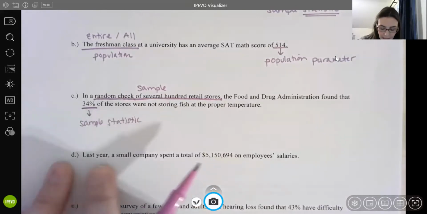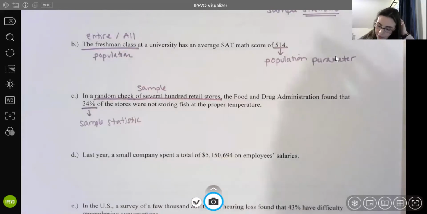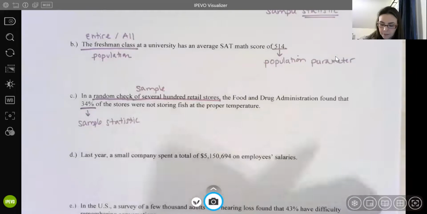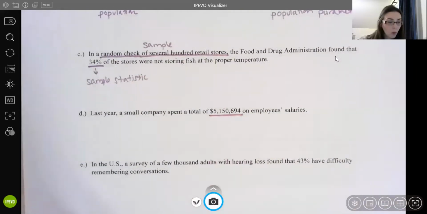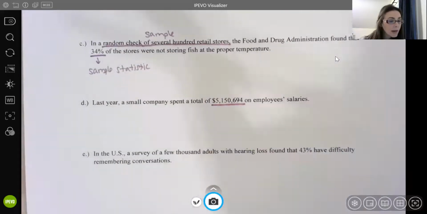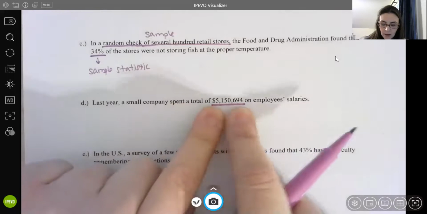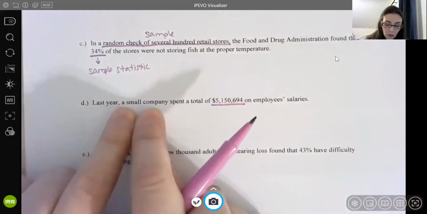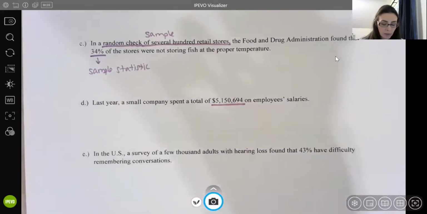Last year, a small company spent a total of $5 million $150,694 on employees' salaries. So think about it. Here's our value, right? So we're looking at the total spent on salaries. Now, does this total represent everybody in the company or just some people in the company? Well, it says a small company spent a total of this amount on employee salaries. So again, that small company should have everybody's salary, right? They would know how much everybody's being paid.